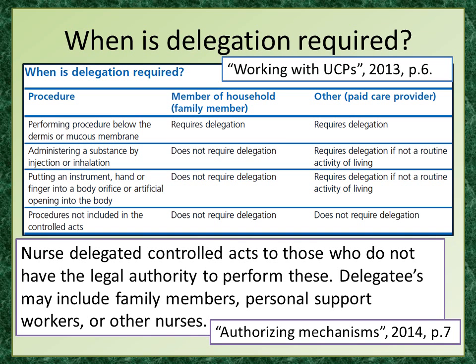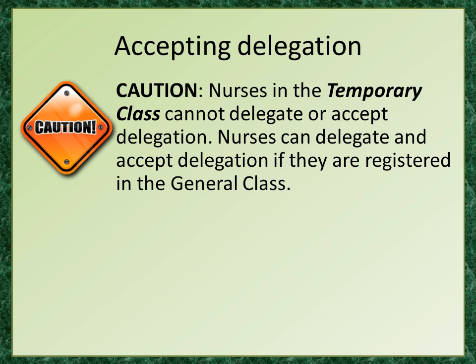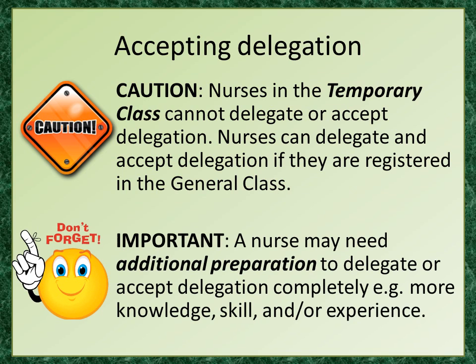Nurses delegate controlled acts to those who do not have the legal authority to perform them. Delegates may include family members, personal support workers, or other nurses. Caution: nurses in the temporary class cannot delegate or accept delegation. Nurses can delegate and accept delegation if they are in the general class. Important note: a nurse may need additional preparation in order to be able to delegate or accept delegation completely. That is, they might need to enhance their knowledge, skill and/or experience.